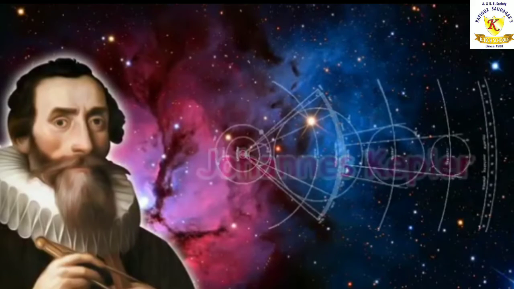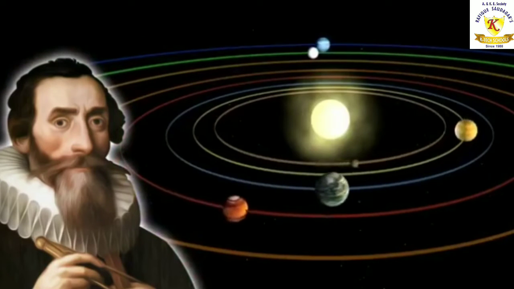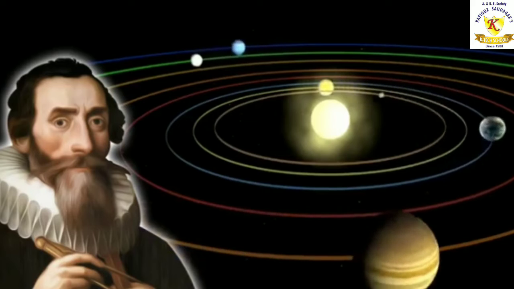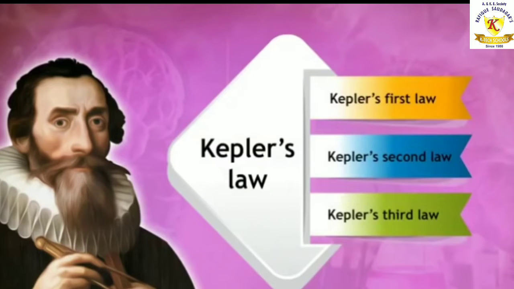Johannes Kepler studied these data. He noticed that the motions of planets follow certain laws. He stated 3 laws describing planetary motions. Let's see the 3 laws of Kepler.